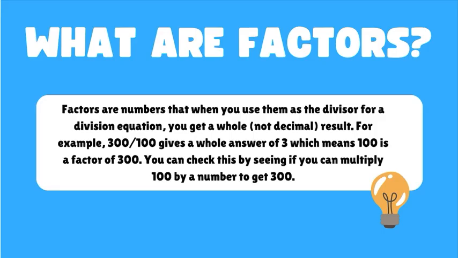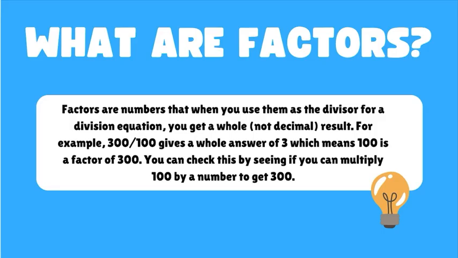For example, I'm just going to read the example again. 300 divided by 100 gives a whole answer of 3, which means 100 is a factor of 300. You can check this by seeing if you can multiply 100, which was the divisor, by a number to get 300. In this case, we can do 100 times 3 to get 300. So 100 and also 3, that's just how factors work. They both are factors of 300.